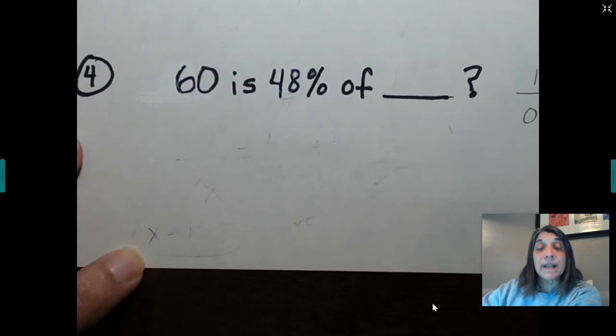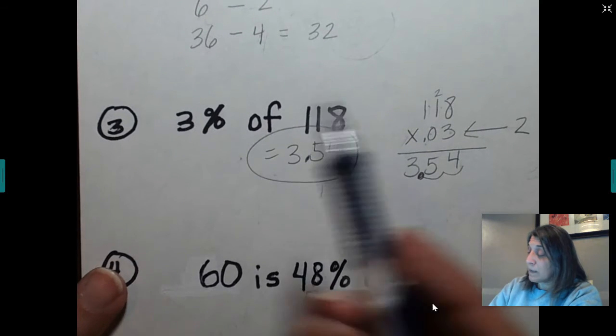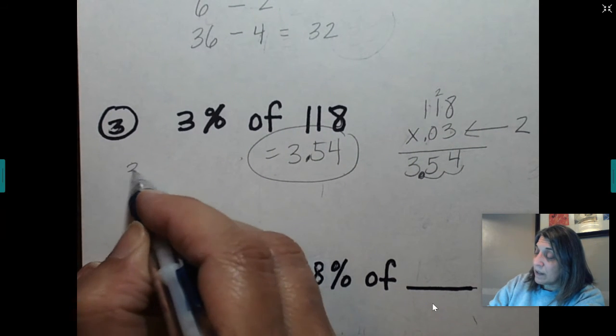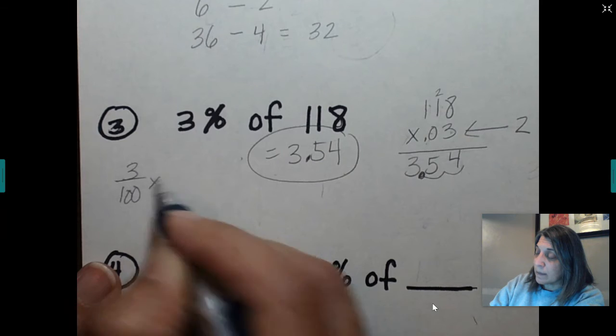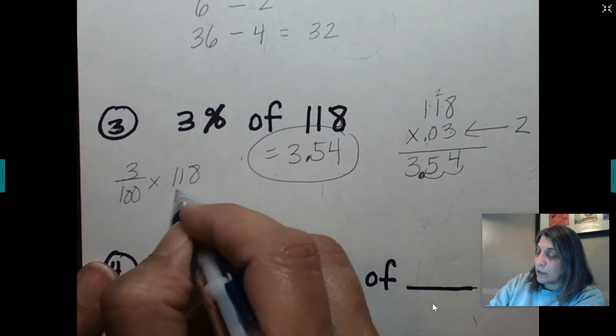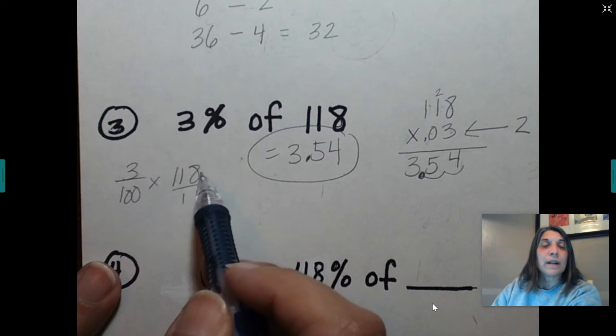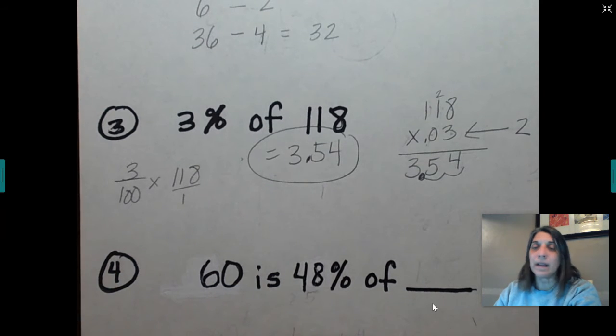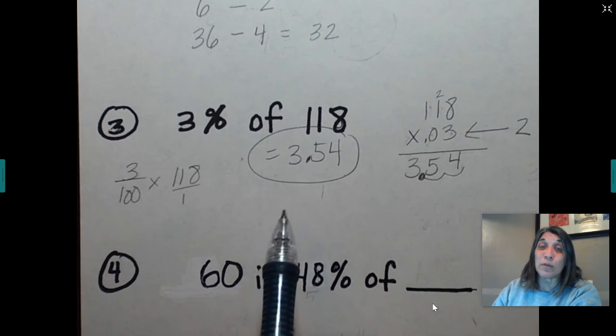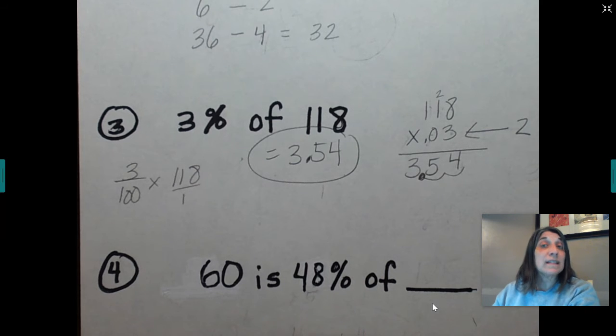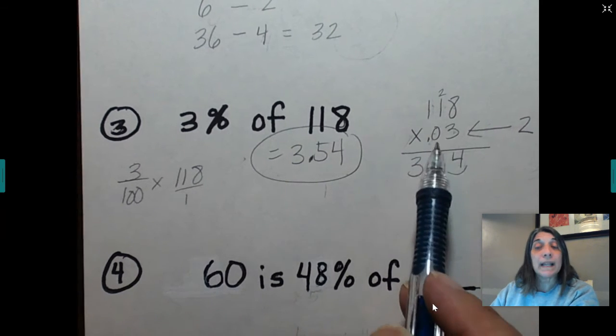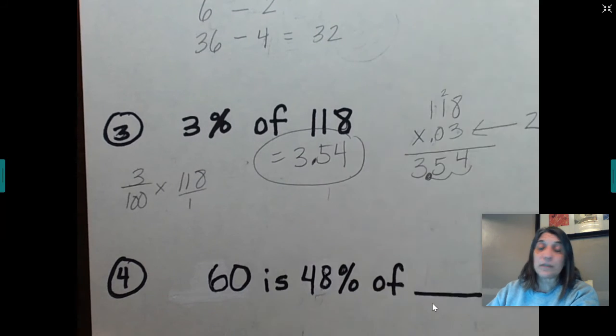Now this bottom one down here, you could have done this a different way. Some of you may have set up multiplication like 3 over 100 times 118, and then you would have made this a 1 and multiplied across, or simplified and then multiplied. That's fine. You may have set it up as a proportion, but this one's actually really hard as a proportion, so I wouldn't recommend it. So if you got stuck setting it up as a proportion, I'd go back and either work it as a decimal or work it as a fraction.